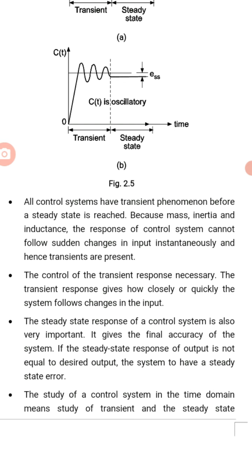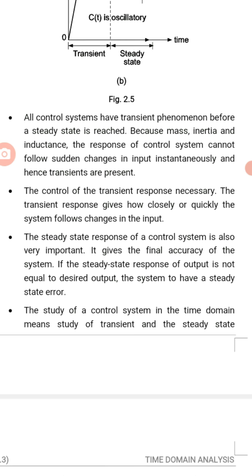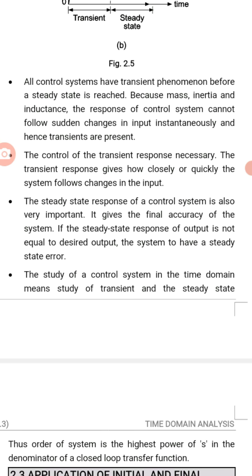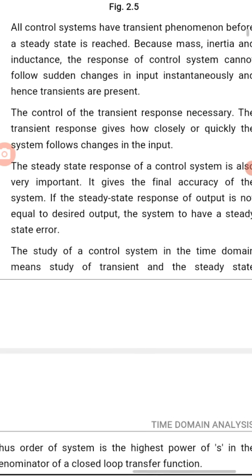All control systems have a transient phenomenon before a steady state is reached, because of mass, inertia and inductance. The response of a control system cannot follow sudden changes in inputs instantaneously, and hence transients are present. The control of the transient response is necessary. The transient response gives how closely or quickly the system follows changes in the input.